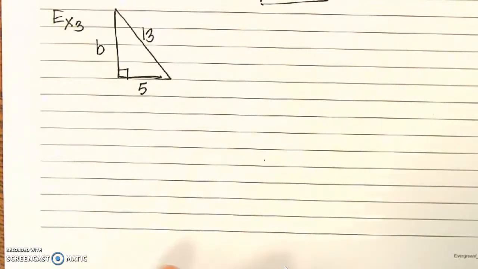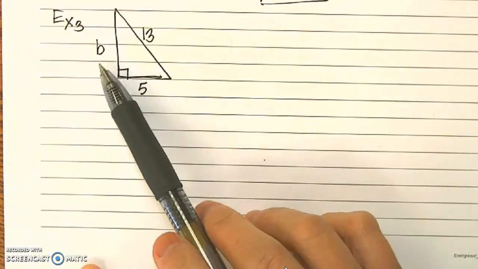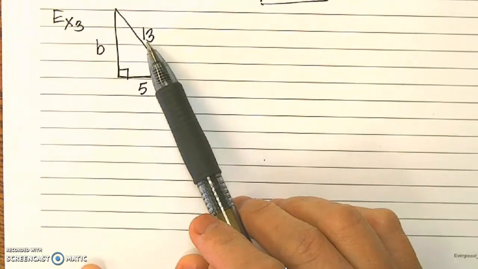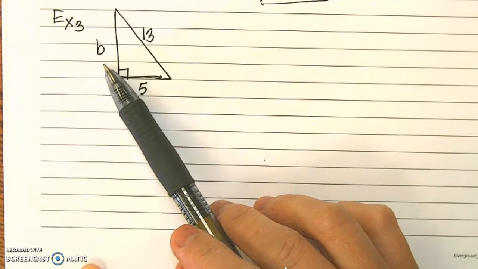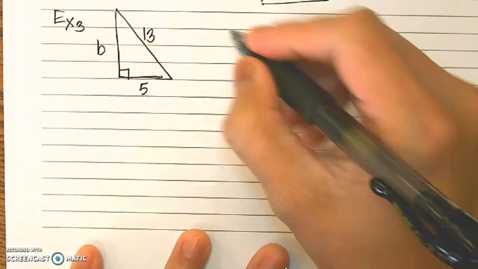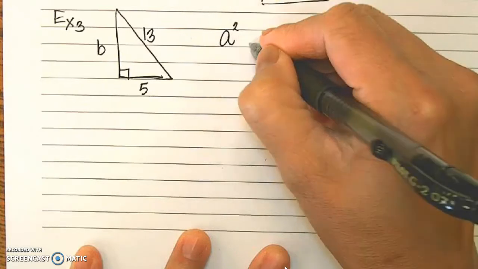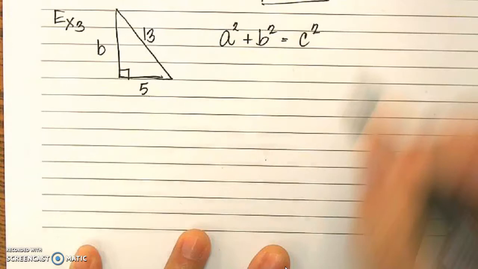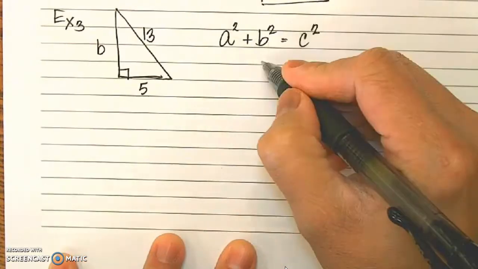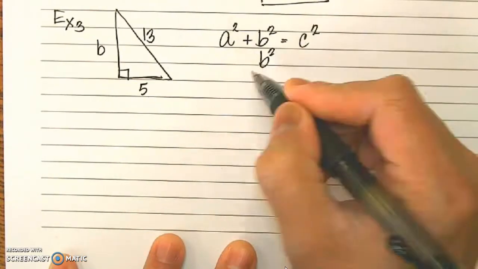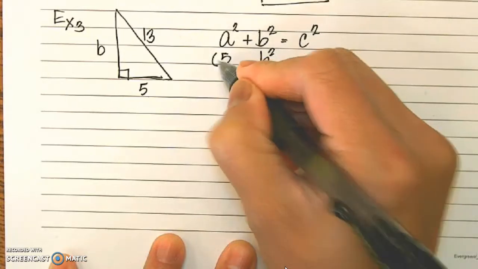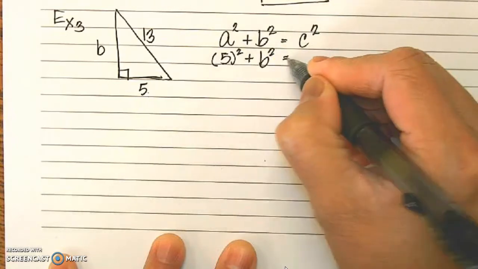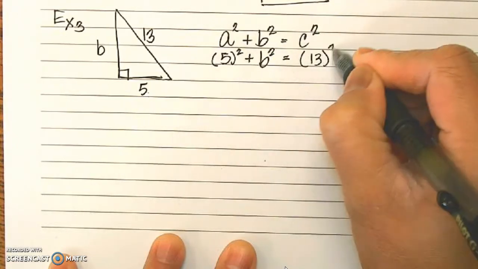So our next example is we're looking for b. So our a is 5 and our c is 13. Now we're looking for one of the legs. So how is this done? Again, start off with your equation. But this time we're looking for b. And so keep it as b squared. This is now going to be one of the legs. And put a plus equals 13 squared.